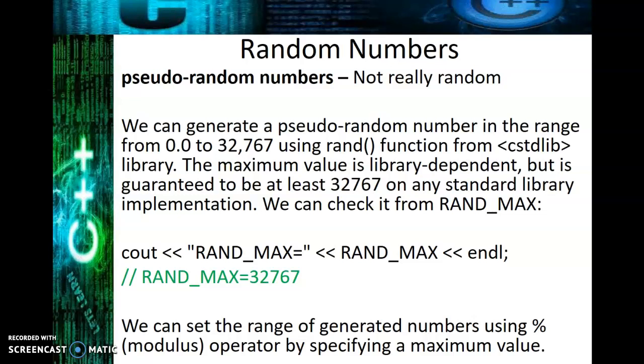We can generate pseudo-random numbers from 0 to 32,767 using what we call the rand function. The rand function comes from the C standard library, the cstdlib library, and you need to include that to use the rand function. RAND_MAX is a variable that represents 32,767. By using all caps, that is a variable that will always be 32,767.